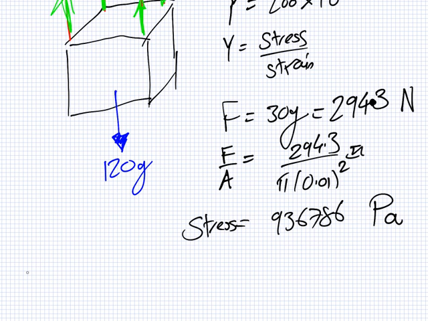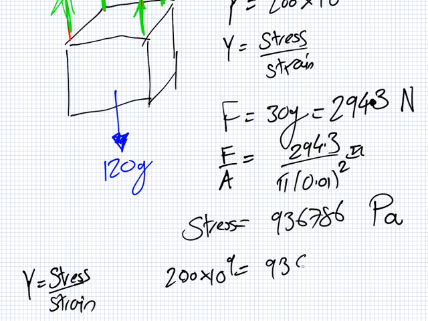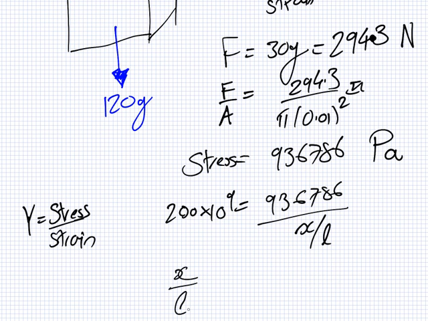So Young's modulus is stress over strain. That means 200 times 10 to the 9 equals 936786 over strain, which is extension over original length. So you get x over L equals 4.68 times 10 to the minus 6. So if I bring the L up here, I get the answer.